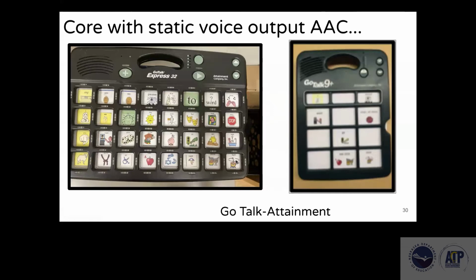And then we have some core-based static voice output devices. Some students, it really helps to gain their attention and their communication partner's attention if you add a voice to their core board. So on the left here, you can see the GoTalk Express 32. It's our 32 core board, but it has the voice output. This device is pretty neat too, because it actually does have some scanning capabilities as well. And then over on the right, the GoTalk 9. It's just a modified version of our core board that is in there, and has the voice output. And again, it's just for individual students. We always try to give them the largest amount of words and vocabulary as possible, but for some students, it really is too much at first.